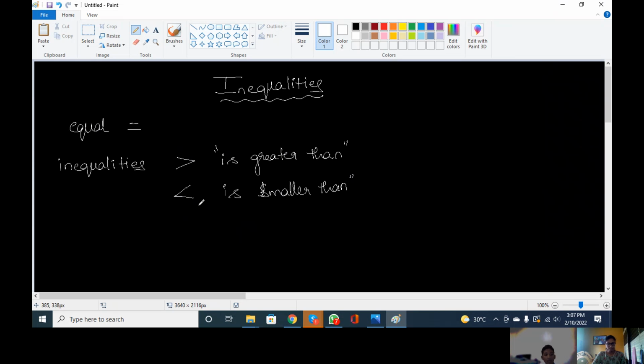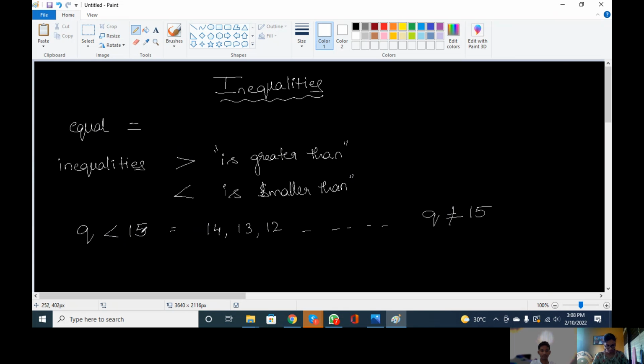For example, in mathematical form, if I have written that Q is less than 15, that means Q values are less than 15, so you can start from 14, 13, 12, and so on. But Q is not equal to 15 here. Q is less than 15 means the numbers which are smaller than 15 are considered as Q values.